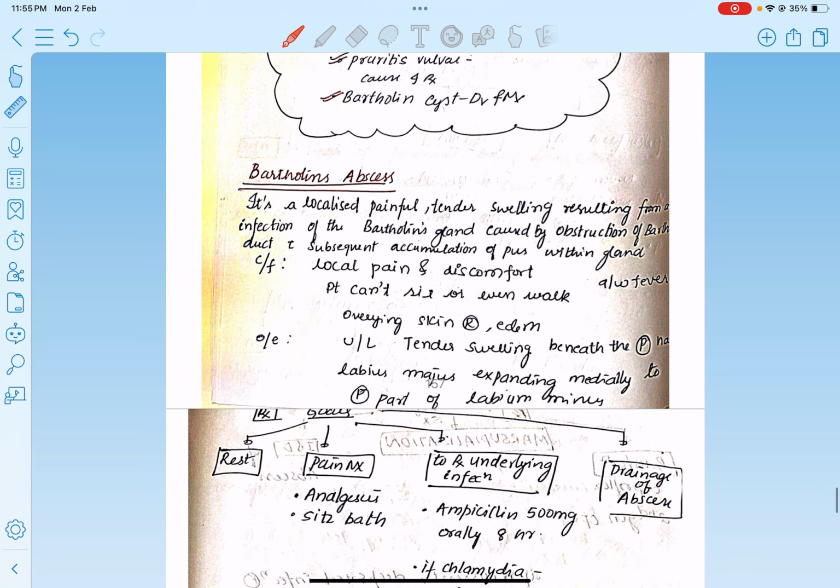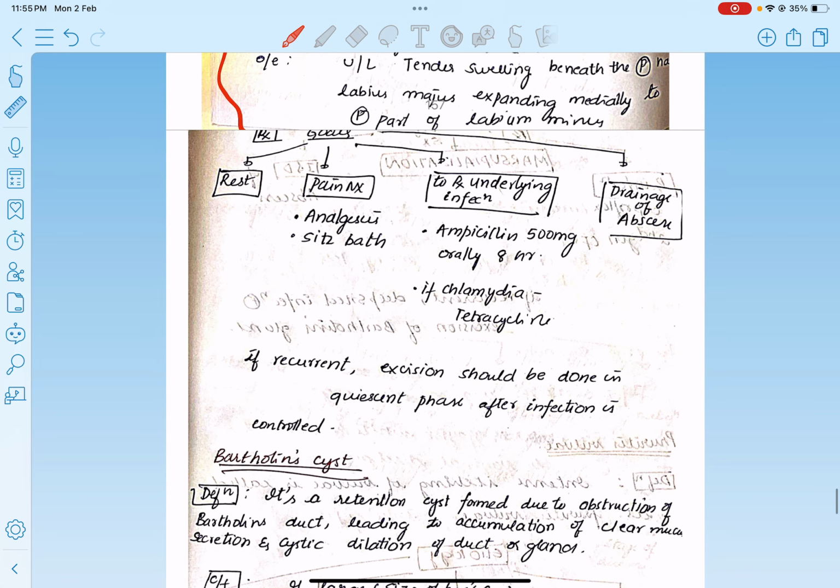I'm just providing you the notes. So abscess, I'm sure you know it. If there's an abscess, what do you do? Incision and drainage. That's the major.